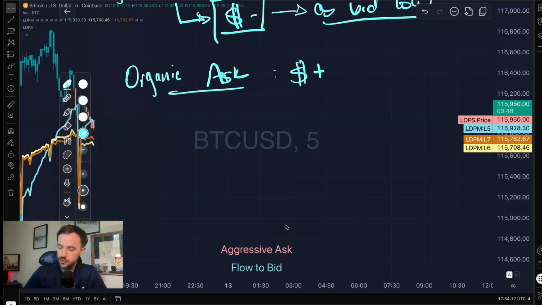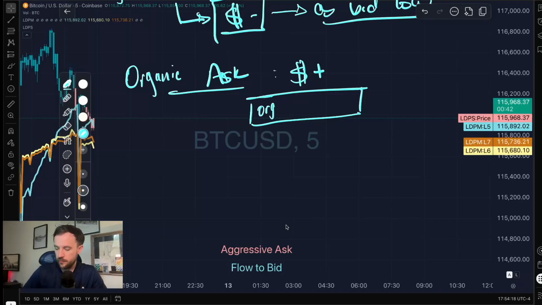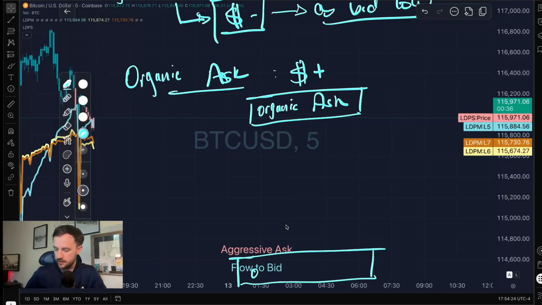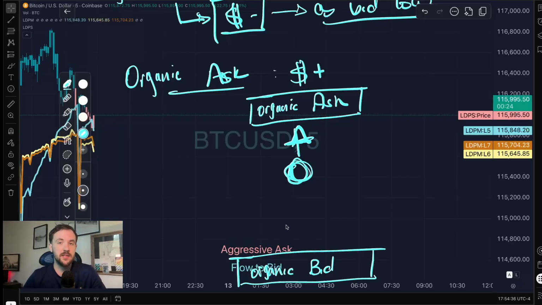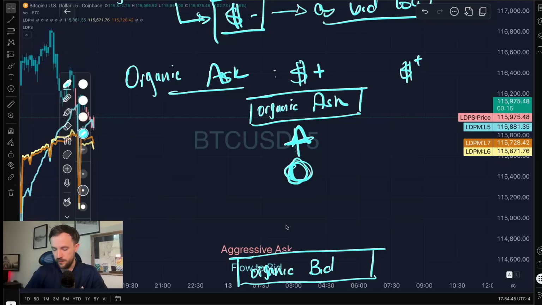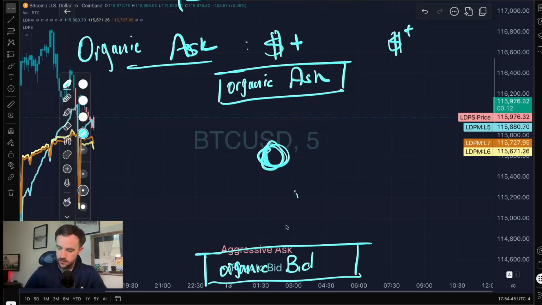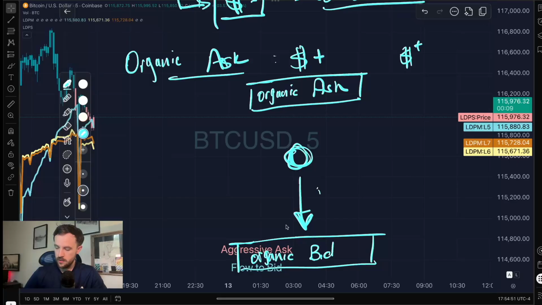So we have these two agents in the market. If we start building a little diagram, we have this organic ask, and then way down below, we have this organic bid. When liquidity is moving towards the ask, that means the ask is setting the precedence, so you're likely going to see price appreciate. If liquidity instead is moving to the bid, then you're likely going to see price depreciation.